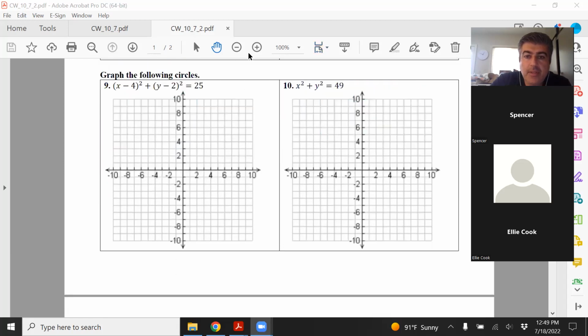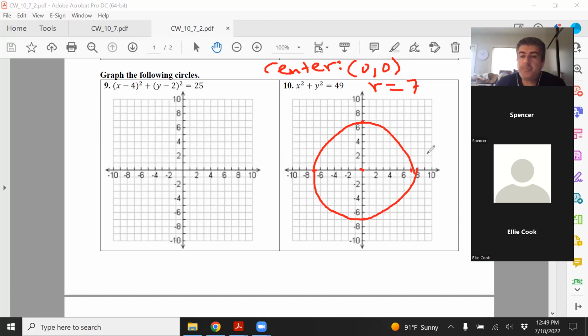Not too hard. Your center's at 0, 0 because you don't have h or k. And I'm doing freehand. It's not going to look great, but it's okay, we'll go with it. There you go. That's your circle. So hopefully that all seems fine. Again, I think it's the easiest topic we did today. Any questions?